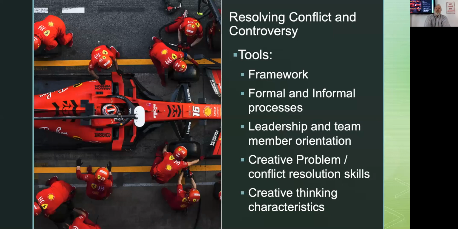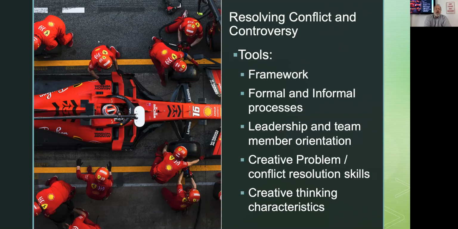So controlling some of that conflict and controlling the chaos, there are some tools. First, you need a framework to work from. Second, there are formal and informal processes just based on how important the situation is or the decision that needs to be made. Leadership and team member orientation towards creativity and towards creative problem solving. We're going to talk about that. I'm going to share a tool with you.